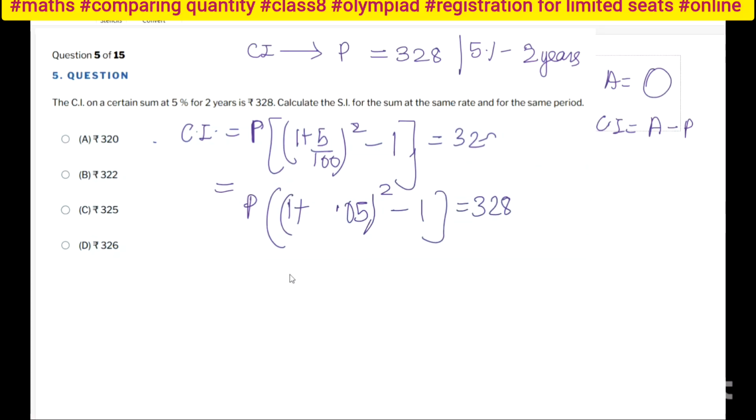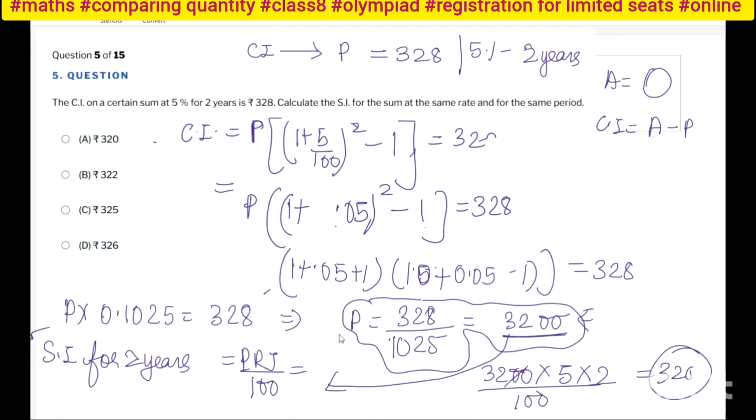Now how can I solve this quantity? Tell me. This is a square and this is also square, so I can use plus. So 1.05 plus 1 and 1.05 minus 1, right, into P is equal to your 328. Now solve this part and tell me the answer. Meher, tell me the answer.